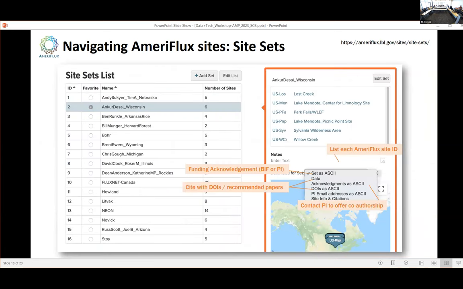And then there's this site sets tool, where once you search for all the conditions that you want for sites, you can put together a collection of them, save it, and reuse it the next time. And if you work on a paper or something and you want to build citations, there are tools to help with that.